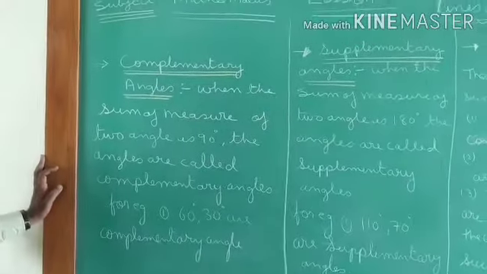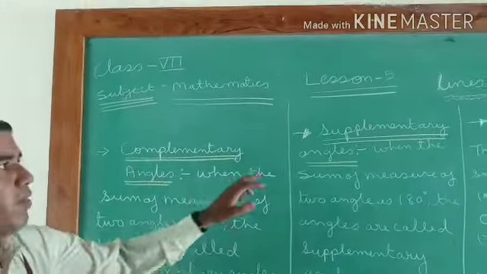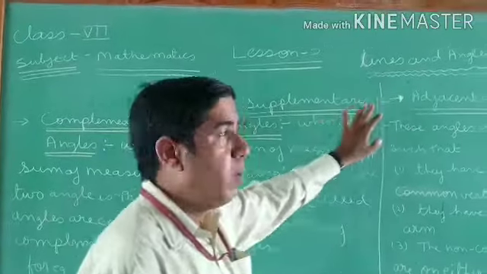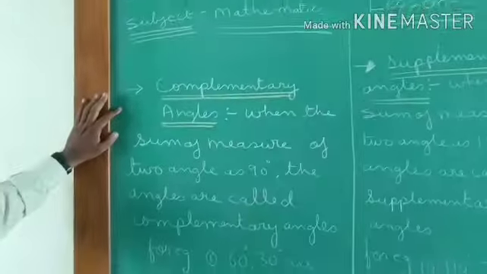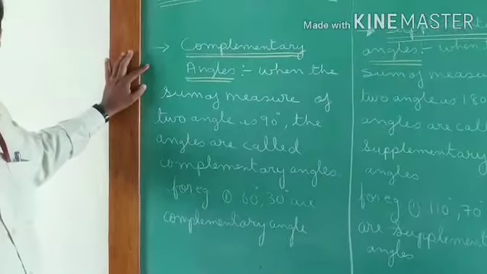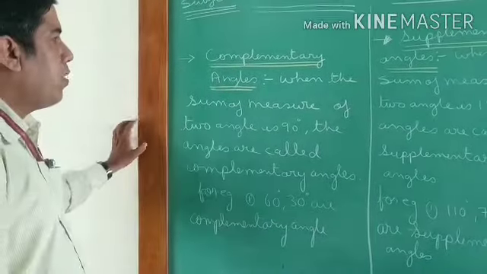Today we are going to discuss lesson number 5. The name of the lesson is lines and angles. So you can see here the topics which I am going to discuss with you. First topic is complementary angles. So what is the meaning of complementary angle? You can see the definition.